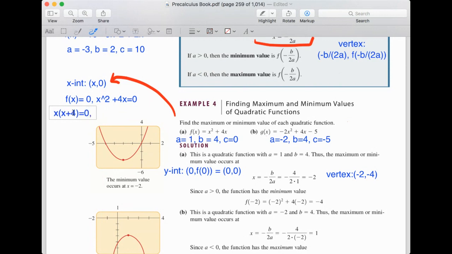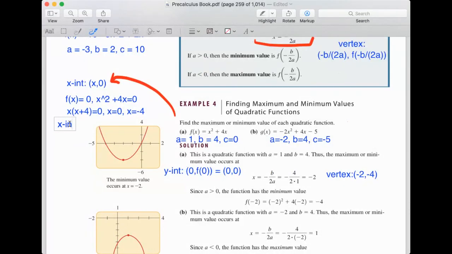Then we use the zero property. Right? If something multiplied by something equals 0, that means one of them or both of them are 0. That means x is 0 or x equals -4. Right? We have two solutions. You see, if x is 0, 0 times anything will be 0. The equation is true. If x equals -4, -4 plus 4 will be 0. Right? 0 times -4 will be 0. So we have two solutions. That means we have two x-intercepts.